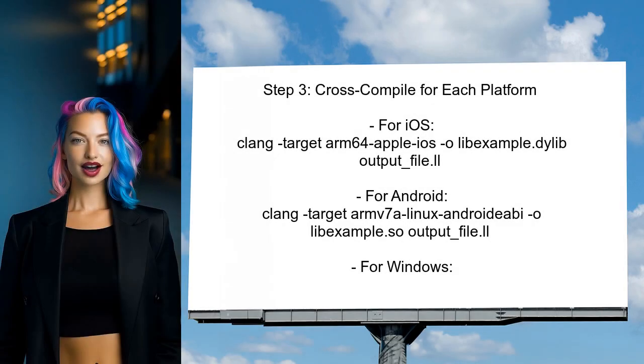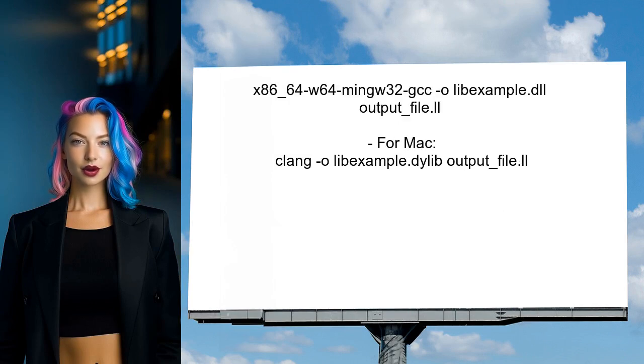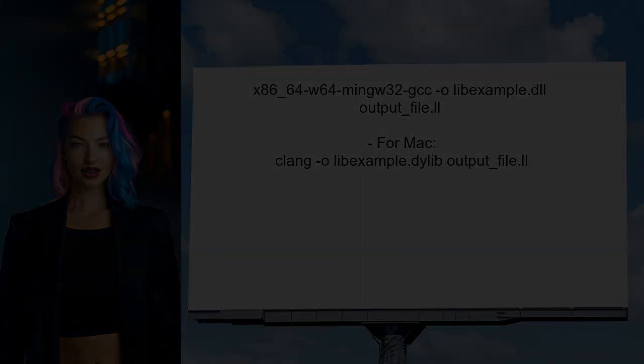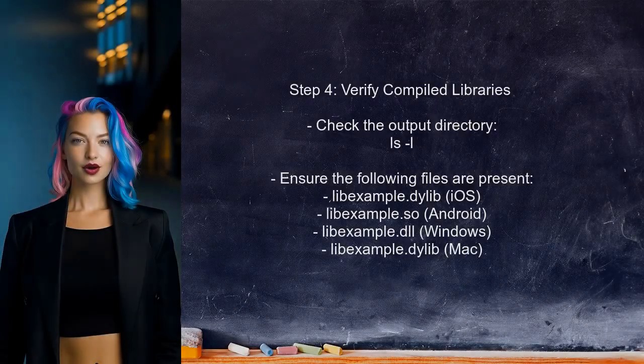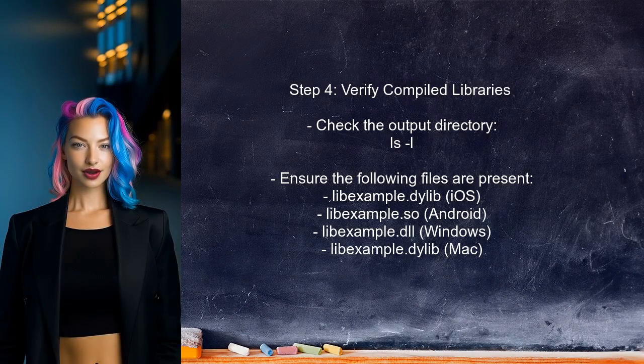Now, the user can start the cross-compilation process. They should use the appropriate compiler for each target platform. For example, to compile for iOS, Android, Windows, and Mac, the user will run specific commands for each. Finally, the user should verify that the shared objects have been created successfully for each platform. This can be done by checking the output directory for the generated files.